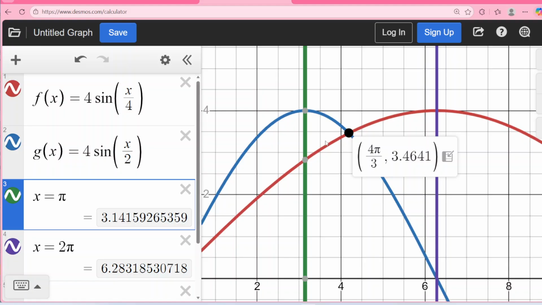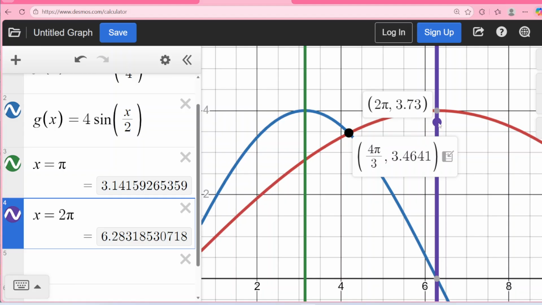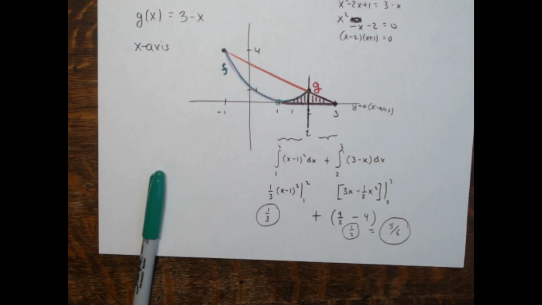So I'm doing the integral of g minus f from pi to 4 pi over 3. And then from 4 pi over 3 to 2 pi, the red curve, it switches, right? Red's on top, blue's on bottom. So again, I've got to figure out where they cross, at 4 pi over 3 here, and then break up the integrals around that value. So I'm doing these integrals here.